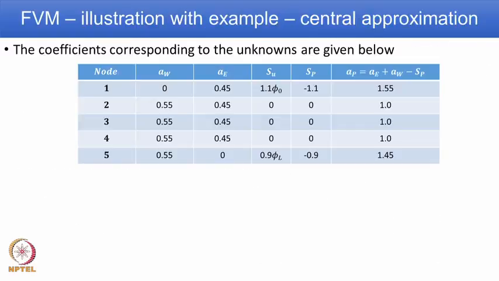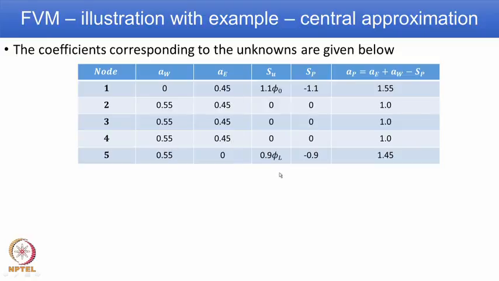We first do the central difference approximation. We have already seen the expression for the coefficients. Now we substitute these values, that is the Fc and Fd values, in the expression for each nodal location, and we get values as shown in this table.